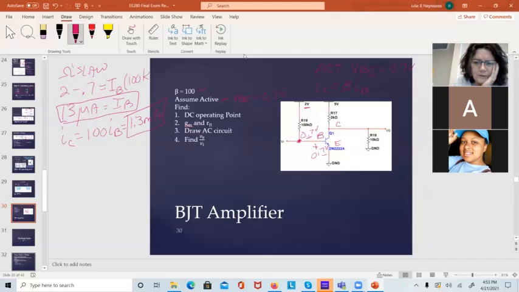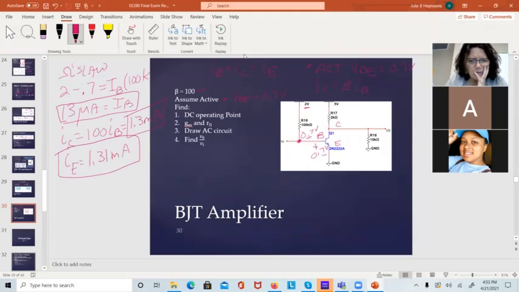Our KCL equation is the sum of the currents: IB plus IC equals IE. That was one of the 4 equations I just pointed out to you. We've already used 2 of them and this little factoid. So IE is the sum of those 2. It will be 1.31 milliamps. Not much higher.